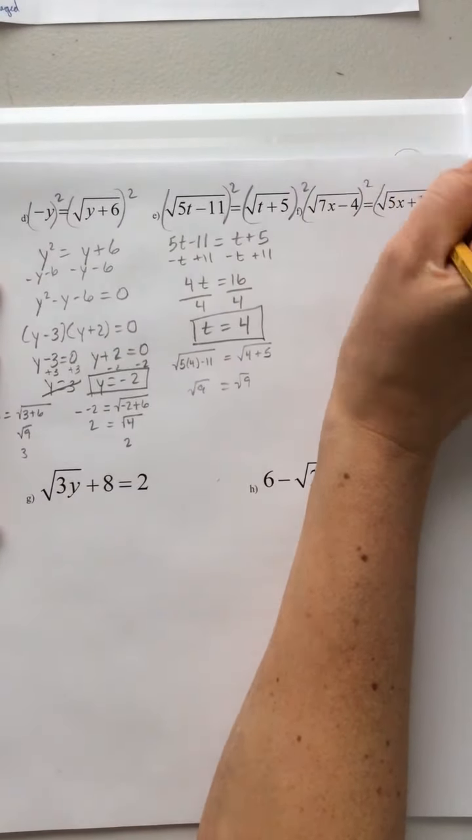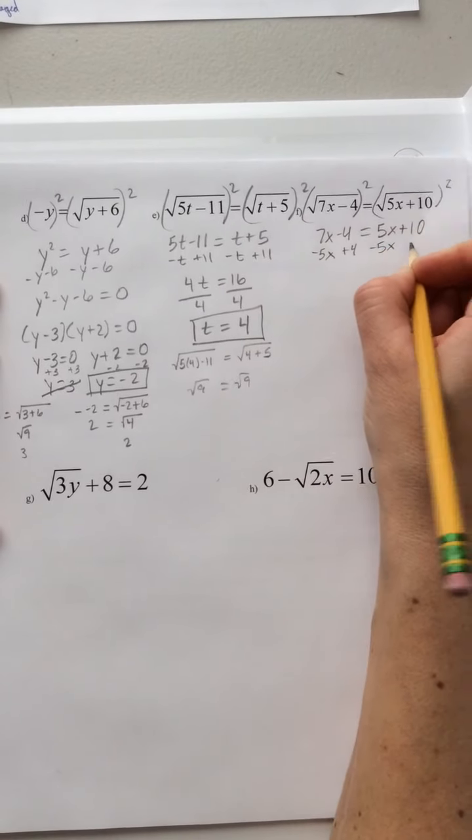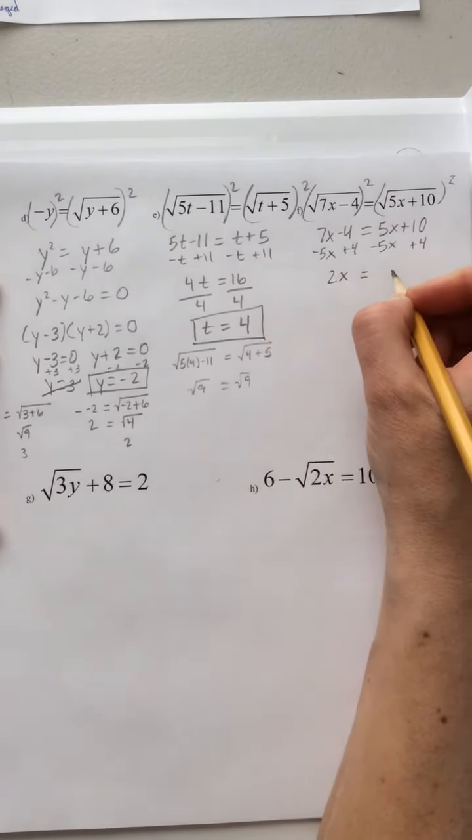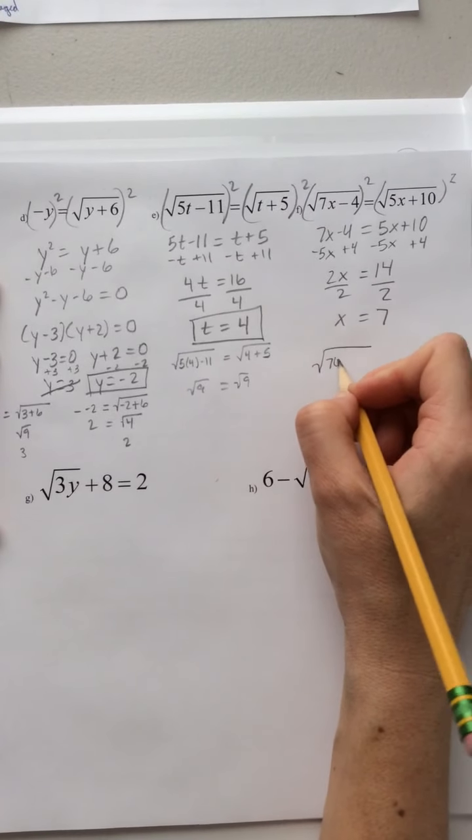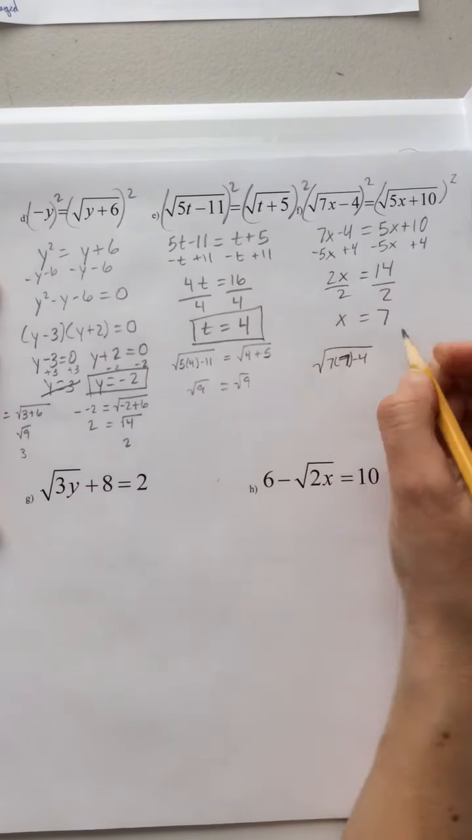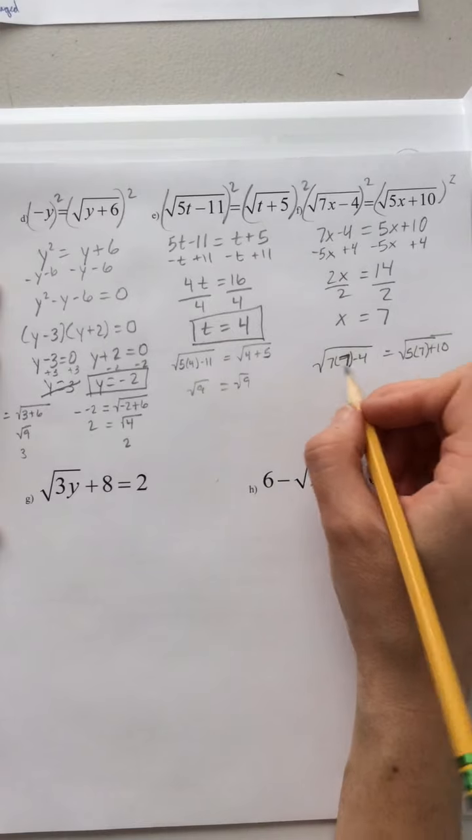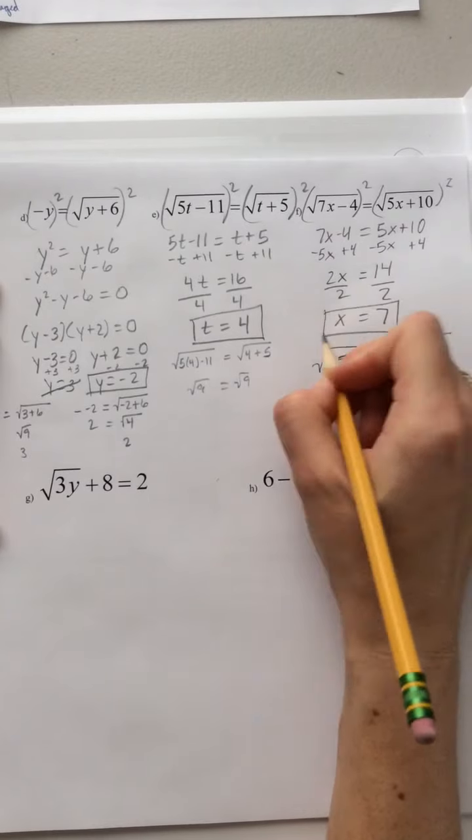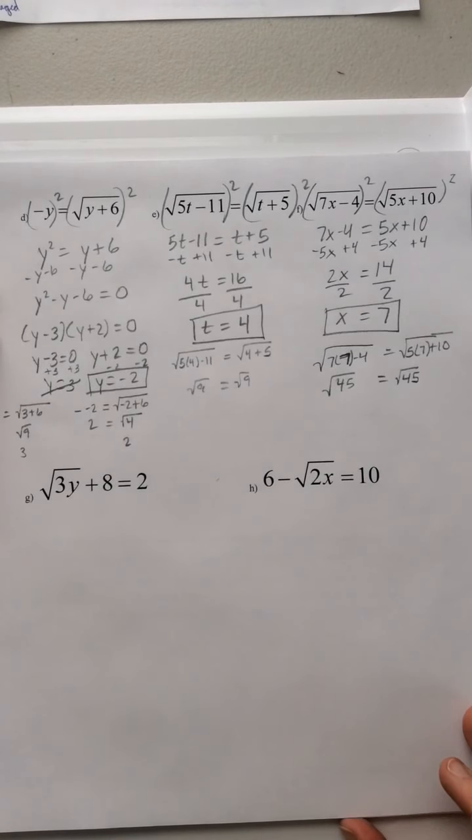Let's try this one. Both radicals are already by themselves, one on each side, so I square it. We get 7x minus 4 equals 5x plus 10. I'm going to subtract the 5x and add the 4. So 2x on the left equals 14. Divide by 2. x is 7. Let's check. We got 7 times 7 minus 4 in the radical on this side, and 5 times 7 plus 10 on this side. So we get radical 45 equal to radical 45, and yes, those are equal because they're the same.